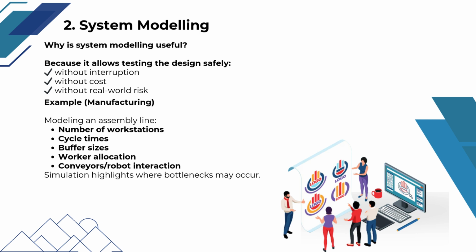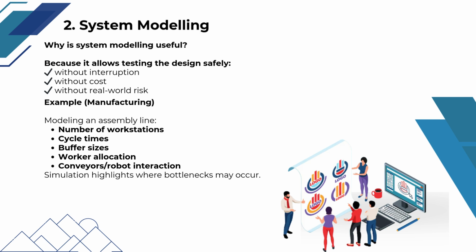System modeling is useful because it allows testing and analyzing a design safely without interrupting operations, incurring costs, or exposing the system to real-world risks. For example, in manufacturing, modeling an assembly line can simulate the number of workstations, cycle times, buffer sizes, worker allocation, and conveyor or robot interactions. Running such a model helps identify bottlenecks, optimize workflow, balance workloads, and ensure the line operates efficiently before implementing any physical changes.